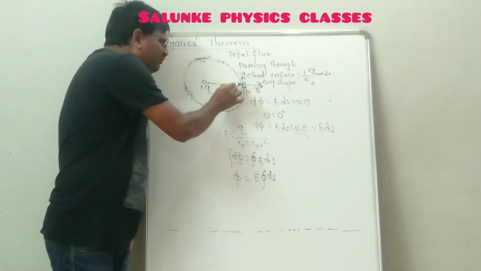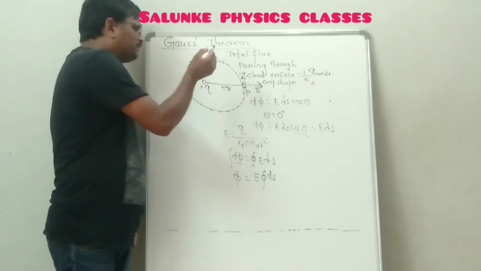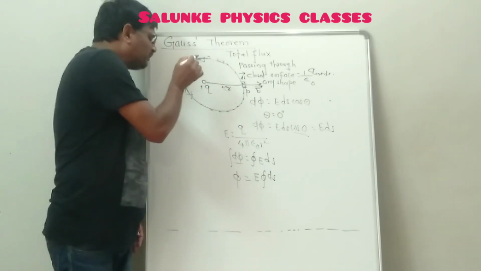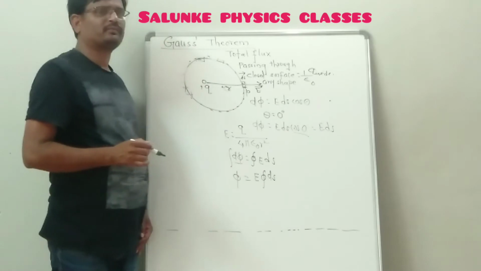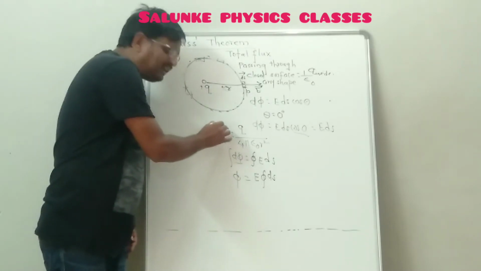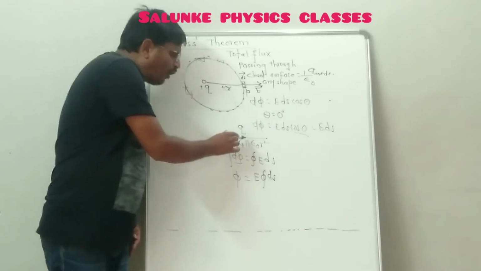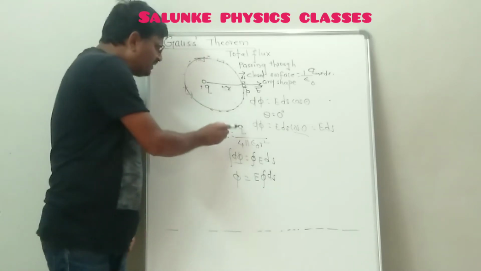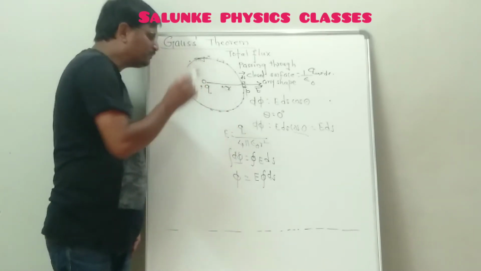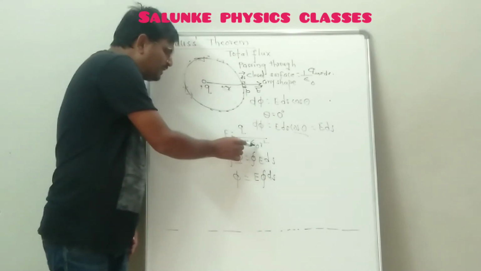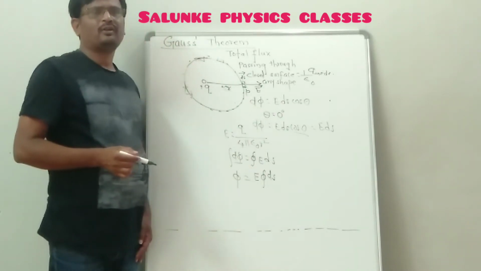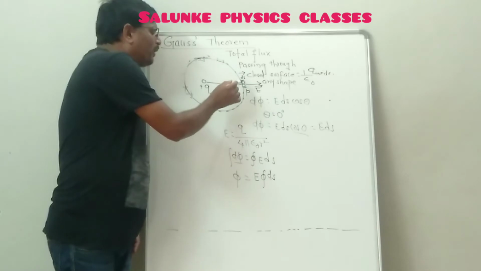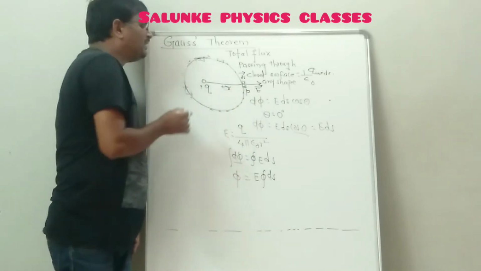E bar be the electric field intensity at point P at a distance small r due to point charge Q, which is given by capital E is equal to Q upon 4 pi epsilon naught r square, where Q is the charge placed at point O, epsilon naught be the permittivity of free space or vacuum, r is the distance of point P from the charge plus Q.